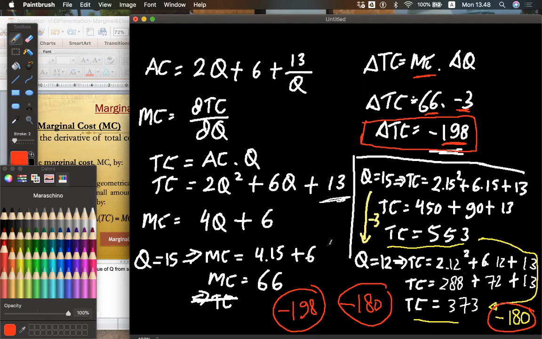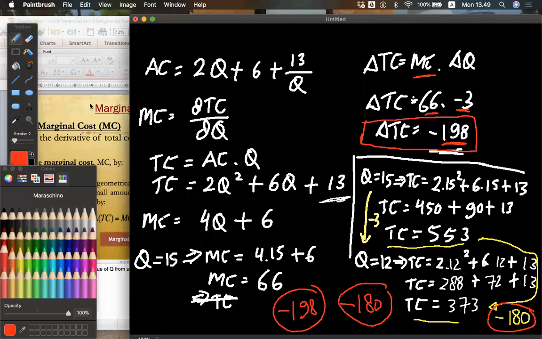So for example, if the production is 150, then it becomes 120. So there is about minus 30 unit decrease. Then the total cost will also decrease about $2,000 or whatever the currency is. So that's the marginal cost, the idea of marginal.